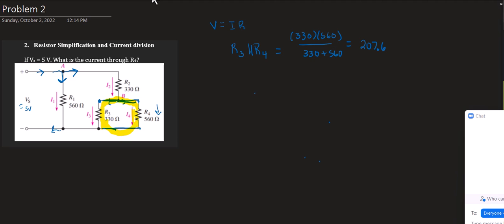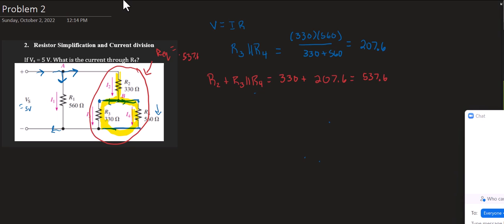So now we can combine those with R2. Well, R2 is just in series with those. So we can now say that R2 plus R3 in parallel with R4 is going to be R2, which is 330, plus R3 in parallel with R4, which is 207.6, and that is 537.6. Okay, so now we have that this entire branch over here has an equivalent resistance of 537.6. So we can treat it as one resistor with a resistance of 537.6.